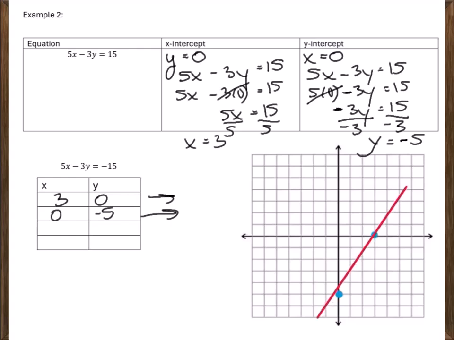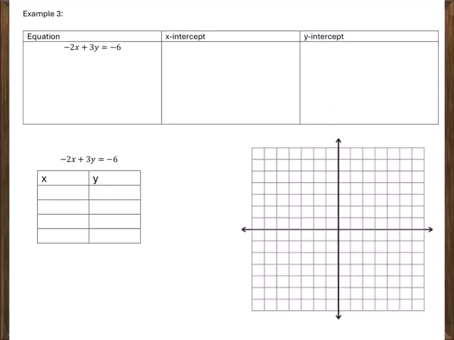Then we just connect these 2 points. Let's see if I can do a better job. There we go. And that is our line. So let's do one more example.